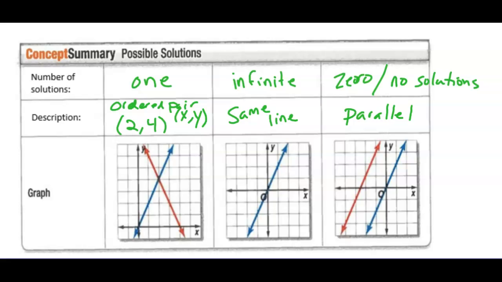All right. So in class, we did numbers 1, 4, 5. Tell me how many solutions you're going to have. And then for 7 through 11, 7, 8, 9, 10, and 11, you need to graph them and tell me the solution. Make sure you have the ordered pair or the word infinite or the word no solutions or 0 solutions. Okay? Don't worry about 12 and 13 on the worksheet.